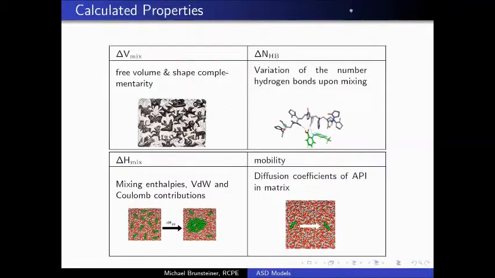And then we calculate these different descriptors. I'll show you what we calculate. We calculate the free volume of these polymers, which is typically a measure of their stability to some extent, or the mobility in there. Then we calculate the variation in the number of hydrogen bonds between the pure polymer and pure API versus the mixture of the two. And then we also calculate the mixing energies, basically, to go from here to there. And we calculate the diffusion coefficient, which is basically a measure for the kinetic effect.